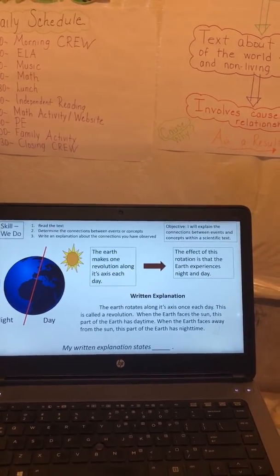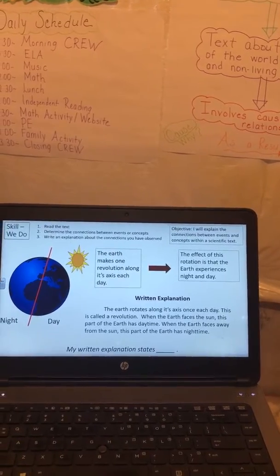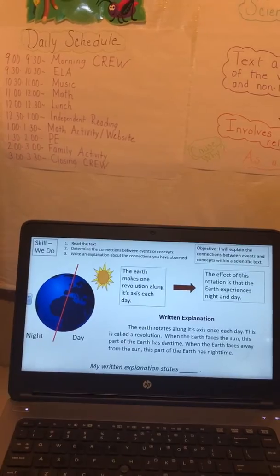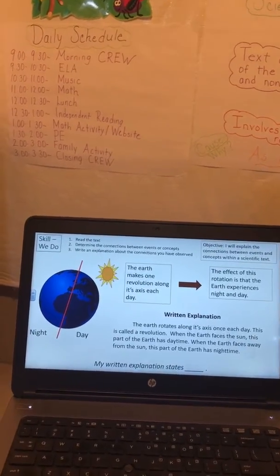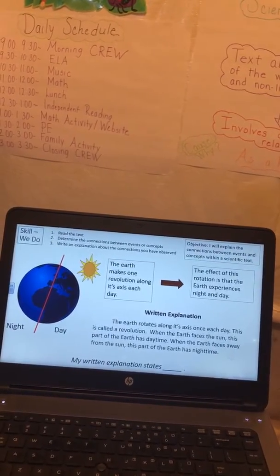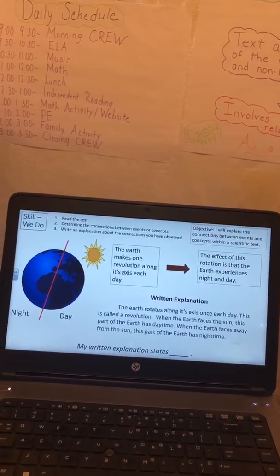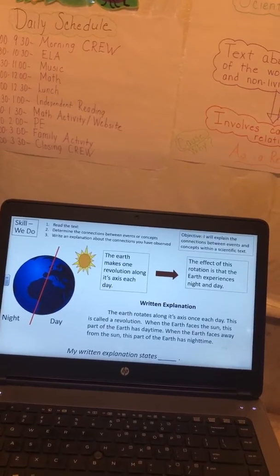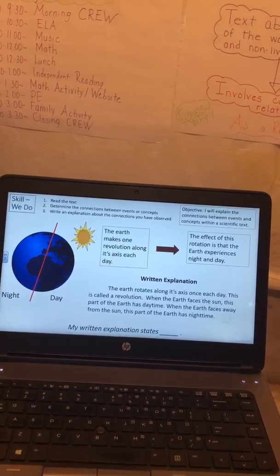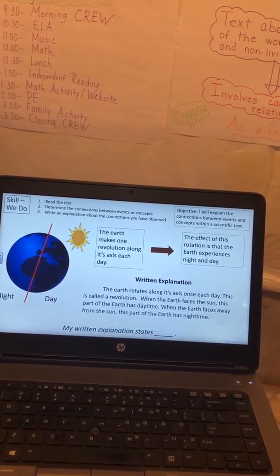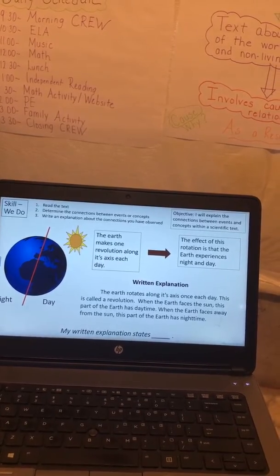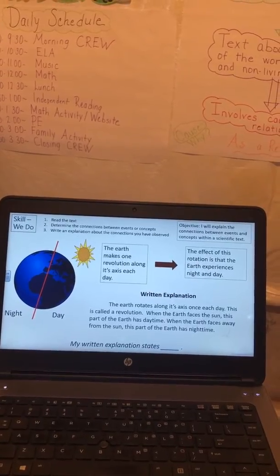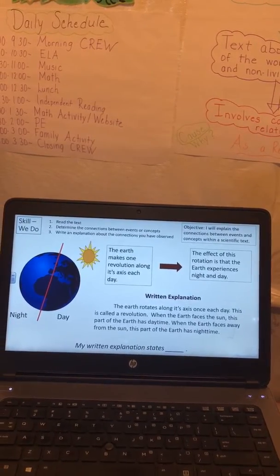Okay, so today I did one. We did one together. Okay, and then tomorrow for our video, you're going to be doing one on your own, and then you will be sharing out your responses with me through a Google Doc. Okay, so to recap today, our target says, I will explain the connections between events and concepts within a scientific text.